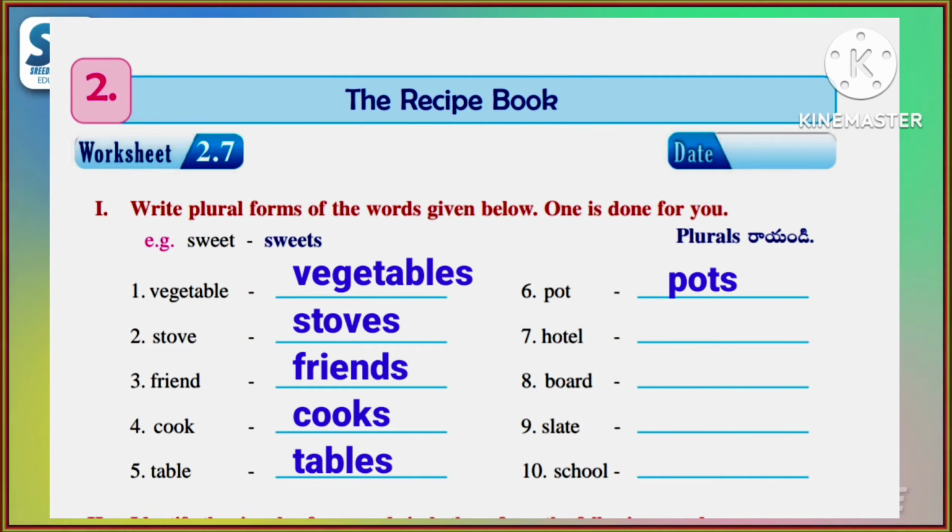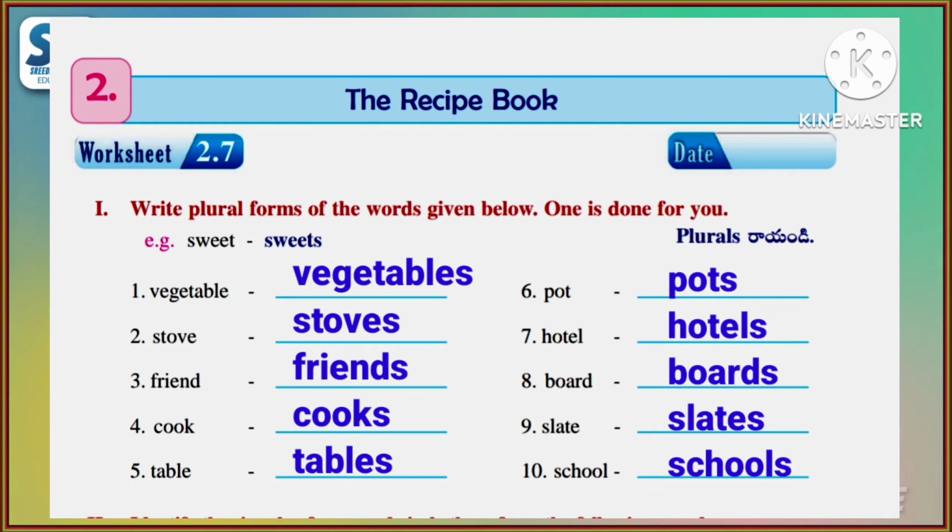Fourth one, cook, cooks. Fifth one, table, tables. Sixth one, pot, pots. Seventh one, hotel, hotels. Eighth one, board, boards. Ninth one, slate, slates. 10th one, school, schools.